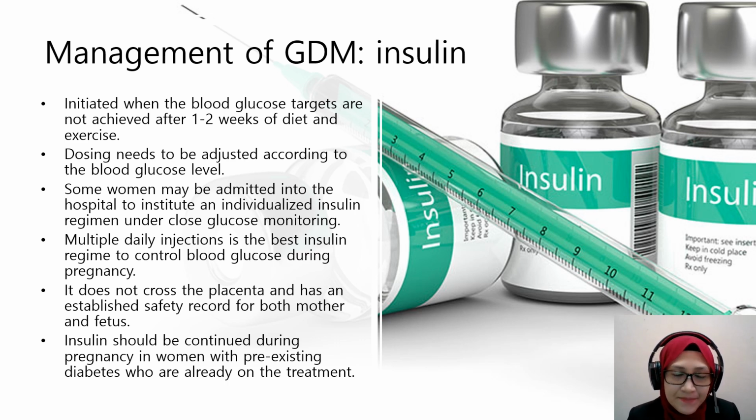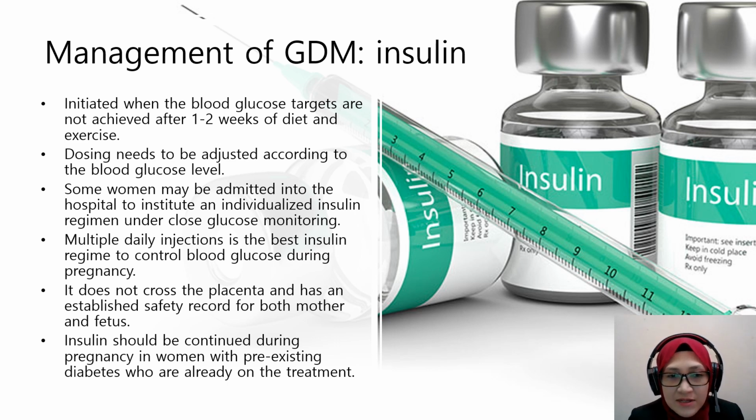And in some patients, they need to be admitted to the hospital to institute an individualized insulin regimen, because we need to monitor the blood glucose very carefully. We want to avoid the hypoglycemic effect. So some women need to be hospitalized to make sure that they have a proper insulin regimen. Once they are stable, they will be discharged with that dose.